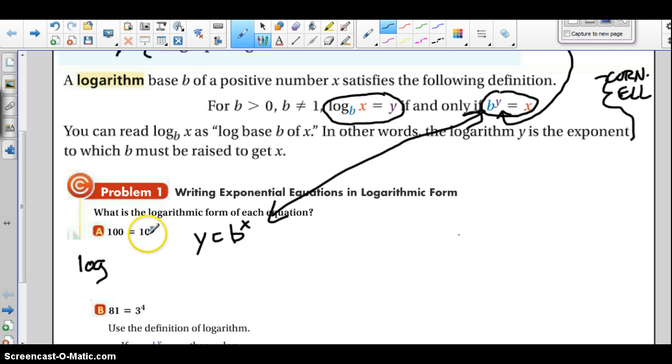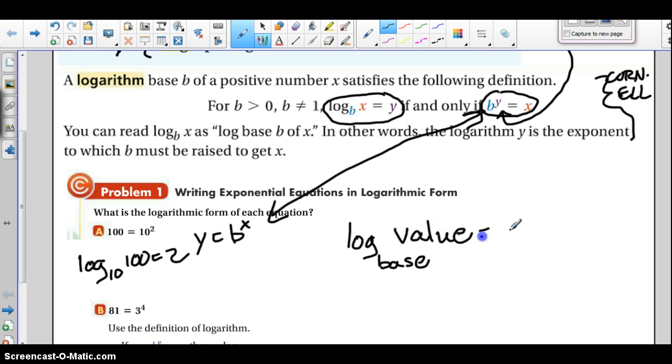What's our base up here? Well, 10 is the base for this exponent, so I'm going to write log base 10. Down here, it's like a low subscript number. Log base 10 of 100 equals the exponent of 2. So if you want to look at it like this, you could have log base value equals the exponent.